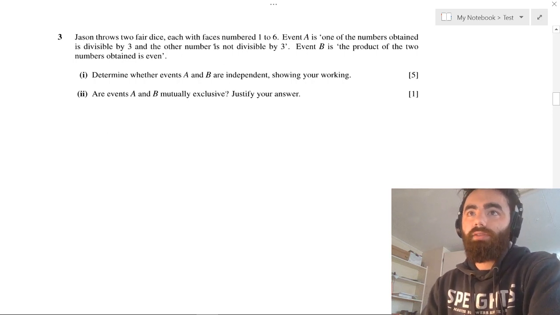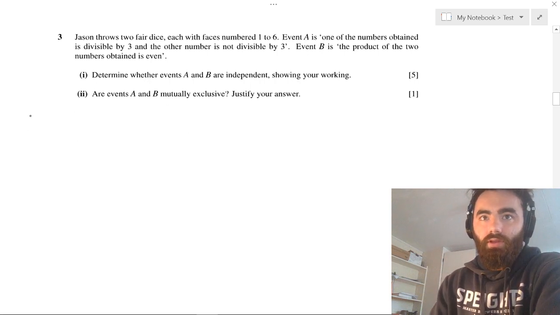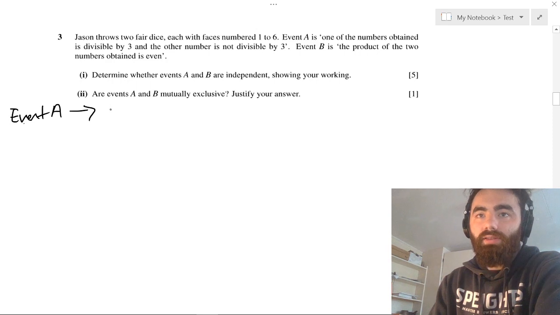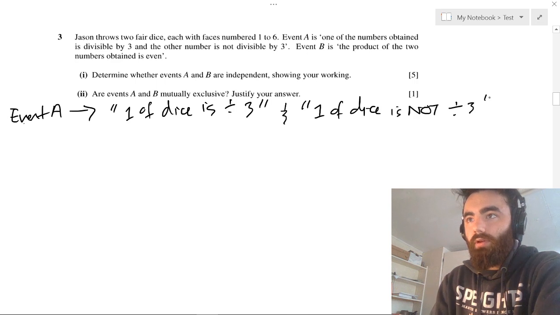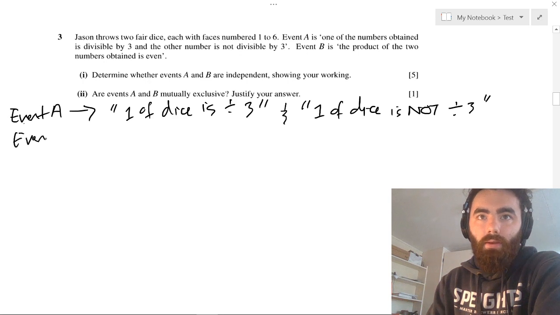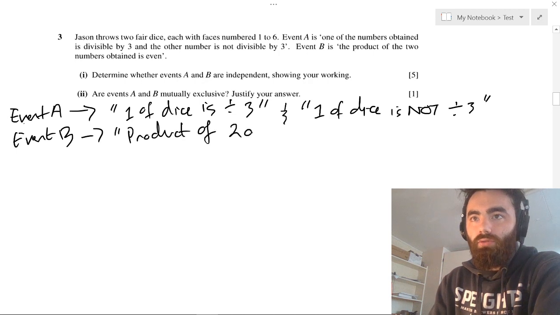Jason throws 2 fair dice, numbers 1 to 6. Event A and event B. Okay, so we've got 2 events here. Event A means that one of the dice is divisible by 3, and the other one is not divisible by 3. And then we've got event B, which is that the product of the two numbers obtained is even.